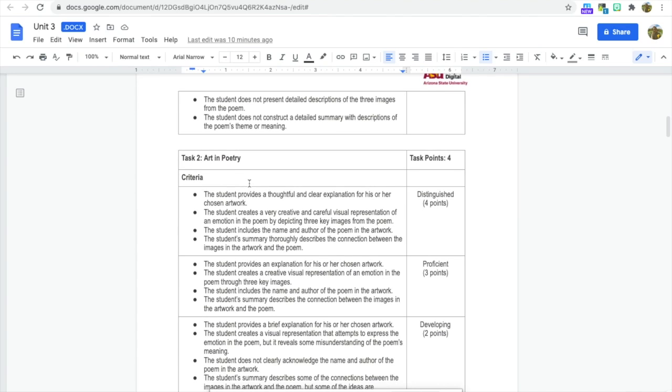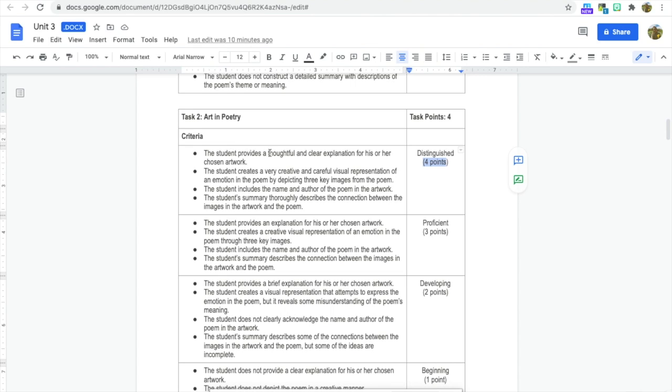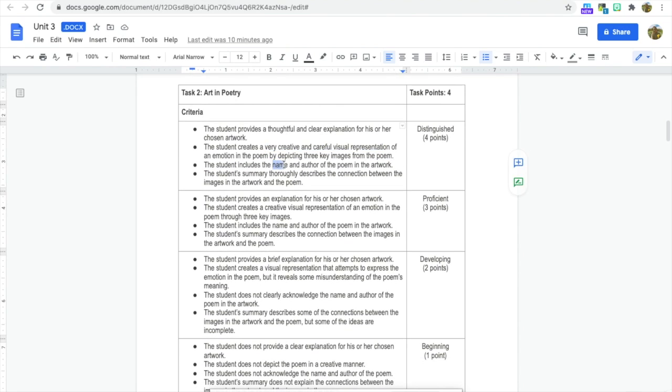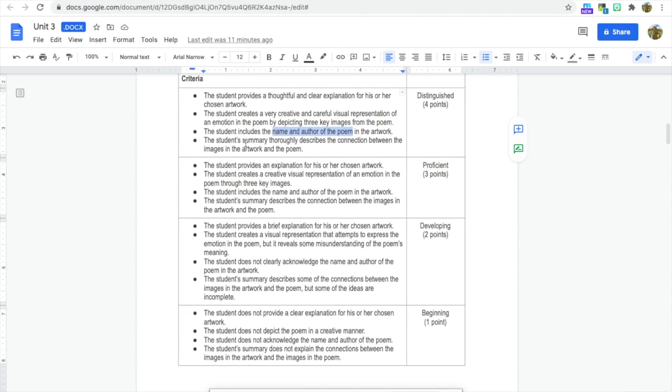Task 2, which is art and poetry, the second part of your project where you're going to create some artwork based on the poem that you chose. In order to get 4 points for it, which is full credit for the second part, you're going to provide a thoughtful and clear explanation of your chosen artwork. You're going to create a very creative and careful visual representation of an emotion in the poem. Then you're going to include, once again, it's very important, the name and author of your poem. You have to give them credit. You have to cite your work. So name and author of the poem. And then finally, you're going to create a summary that thoroughly describes the connection between the image in the artwork and the poem.